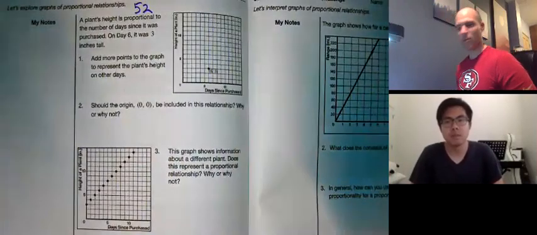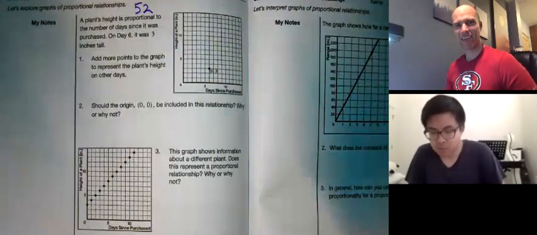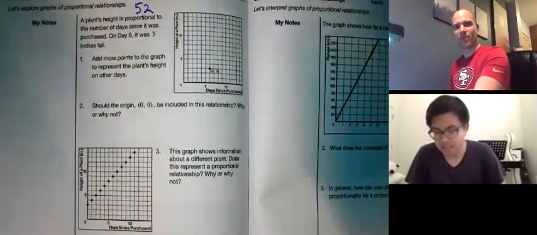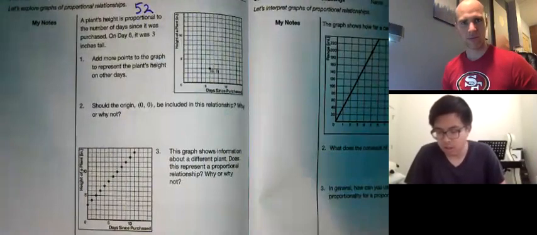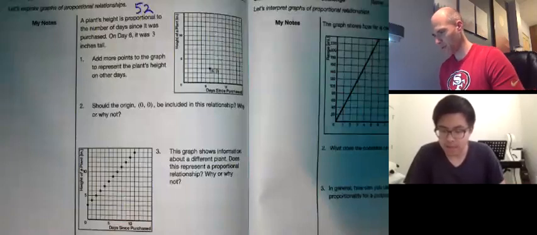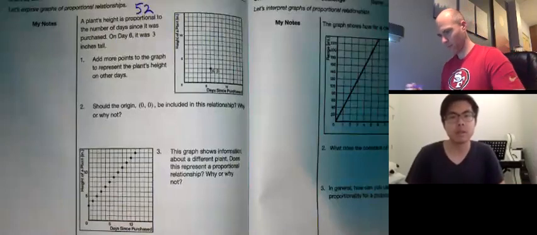All right, Mr. Wong, you want to read this first part for me? Yep. A plant's height is proportional to the number of days since it was purchased. On day 6, it was 3 inches tall. Number 1 says add more points to the graph to represent the plant's height on other days. And we see the point here is on (6, 3).